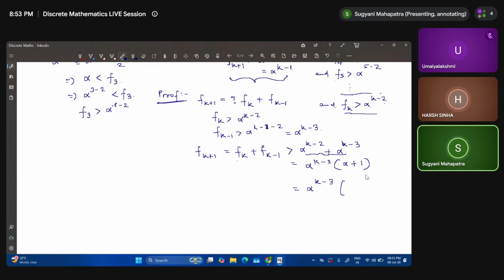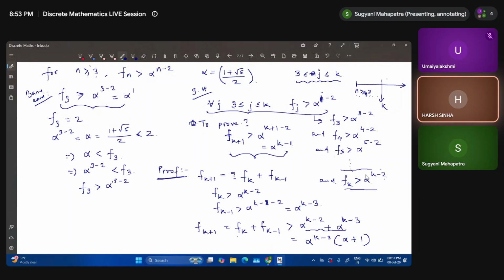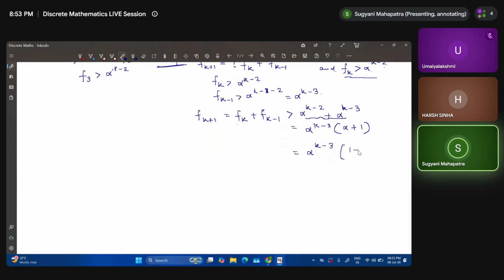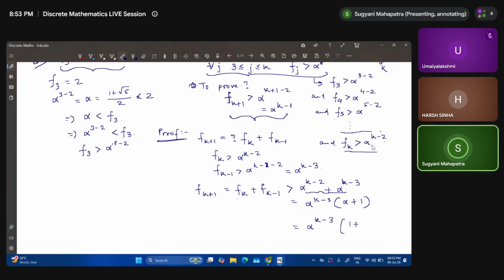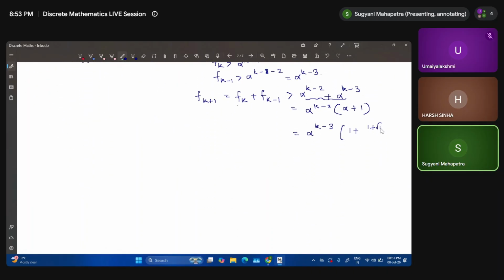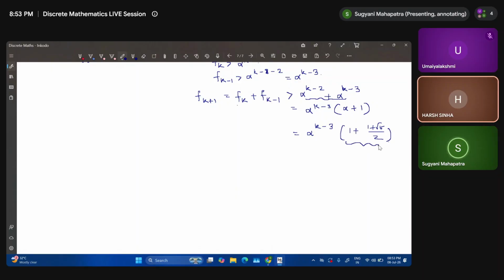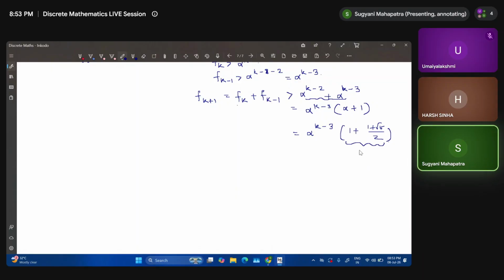Okay, so they have taken a product, I think. Somehow they have shown that this is 1 plus root 5 by 2. This is actually greater than alpha squared. We have to show this much. Suppose this is greater than alpha squared, then alpha to the k minus 3 times alpha squared will be greater than alpha to the k minus 3 times alpha to the 2, which is equal to alpha to the k minus 1.